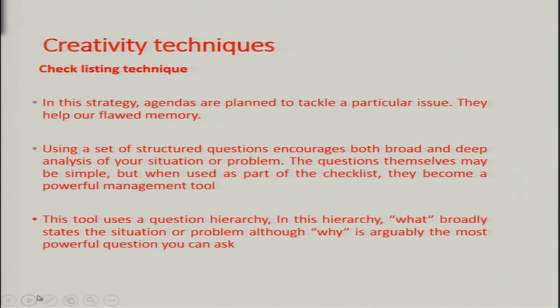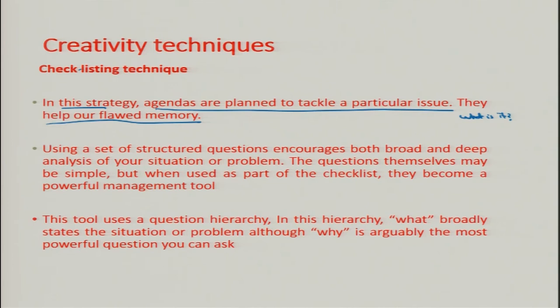Next is checklisting techniques. As the name suggests, in this strategy, agendas are planned to tackle a particular issue. They help our flawed memory. There are certain questions or certain points that are at the back end of our brain, which just don't come. But checklisting is just putting all the questions and making the respondents or the participants checklist whatever is conducive or whatever is related to our present problem. The questions can be, what is it? Okay, certain question. Then, what does it cost? Then, what does it do? So on, what else can it do? Who can do it? All those things that can be done.